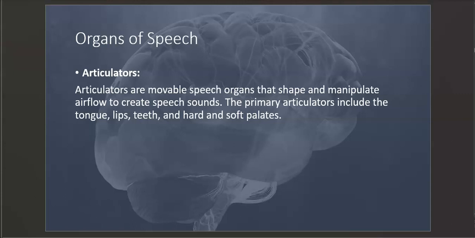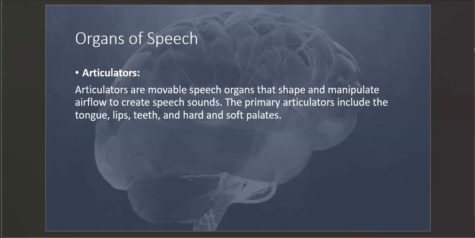I talked about the meaning of articulate. So articulate is just to speak out, or to talk, or to say out specific words. So to articulate words is to speak words. So articulators are movable speech organs that shape and manipulate the airflow to create speech sounds. The primary articulators include the tongue, lips, teeth, and hard and soft palate.